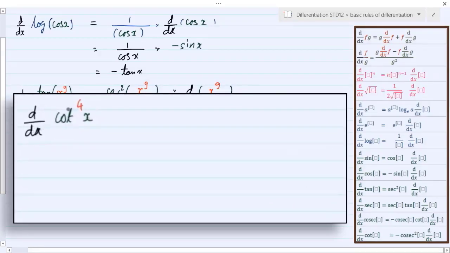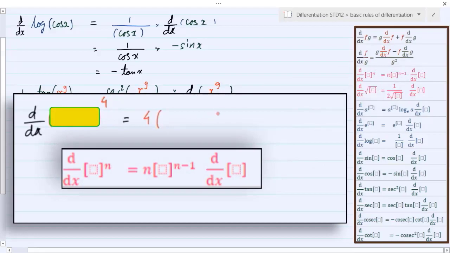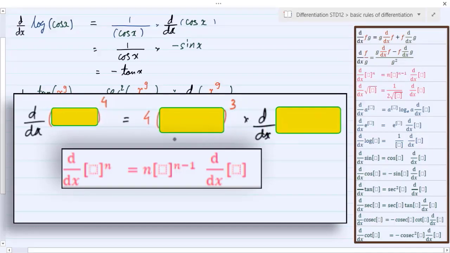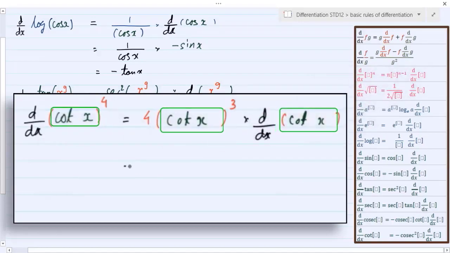Here we have to differentiate cot x raised to 4, or we can say here we have cot x whole raised to 4. So cot x will be your inner function and raised to 4 will be your outer function. So let's consider box around the inner function, which is cot x. So here we have to differentiate box raised to 4, 4 box raised to 4 minus 1, or we can say 3, into d by dx of box, and within the box we have cot x.